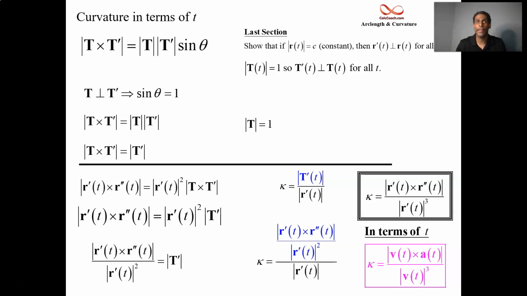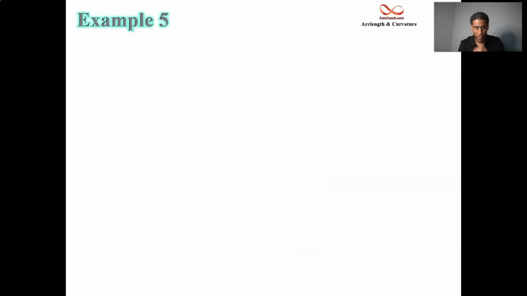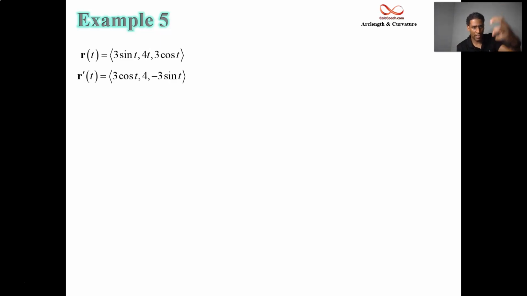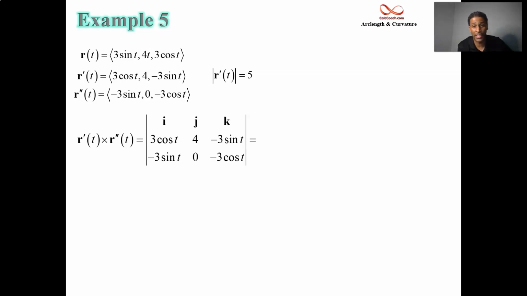And so we have the helix with 3 sine t, 4t, and 3 cosine t. We already know the answer is 3 over 25. But let's use this velocity acceleration formula. So the derivative is velocity: 3 cosine t, 4, and negative 3 sine t. We found out that its magnitude was 5, constant. The second derivative is acceleration: negative 3 sine t, 0, and negative 3 cosine t. I think I'll leave them as r prime and r double prime. But yeah, velocity cross acceleration is what we need to look at next.